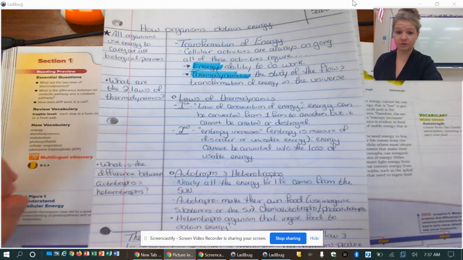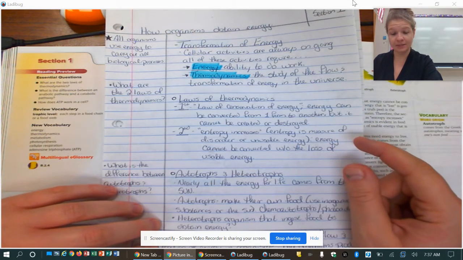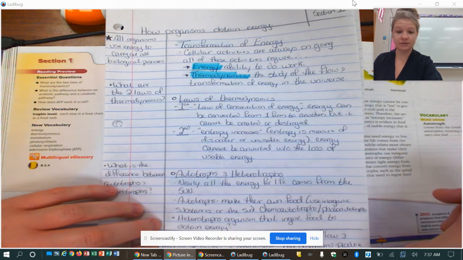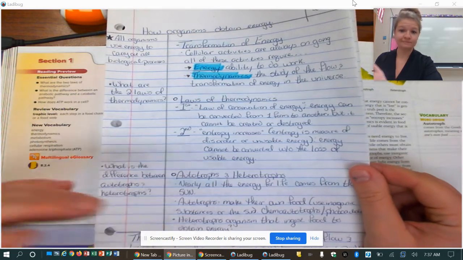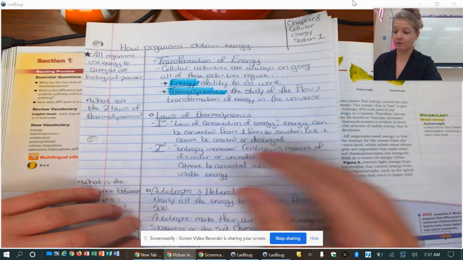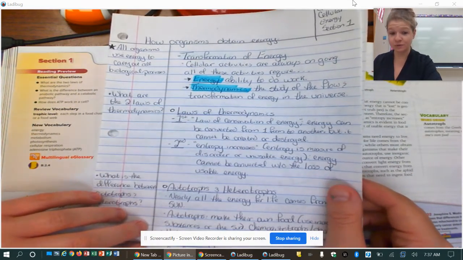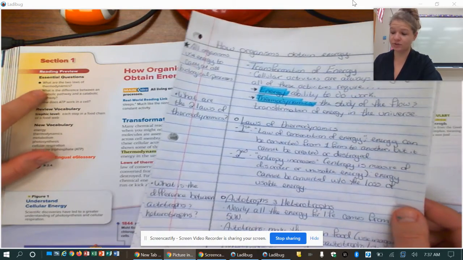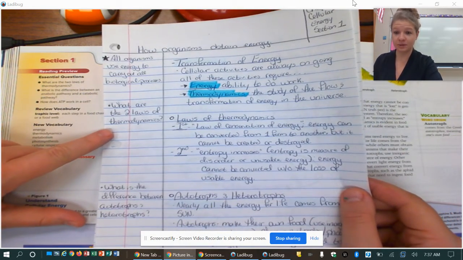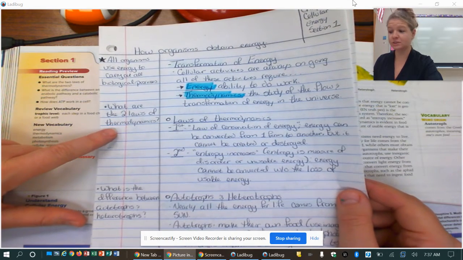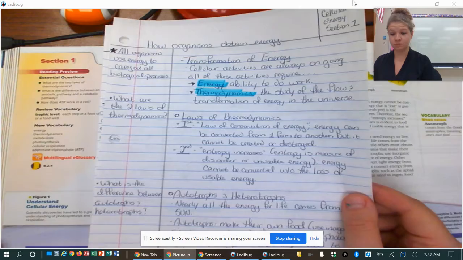Second law, also known as entropy increases. I reminded myself what entropy was. Entropy is a measure of disorder or unusable energy. It cannot be converted without the loss of usable energy. Summed it up that way. So I'm already 2 pages in, and I'm already about 3/4 of the way down my cell notes. Remember, afterwards, you want to go through and pull out potential test questions. I used the essential questions. So up here I wrote, what are the 2 laws of thermodynamics? I know I should be able to answer both of these questions by this set of notes.